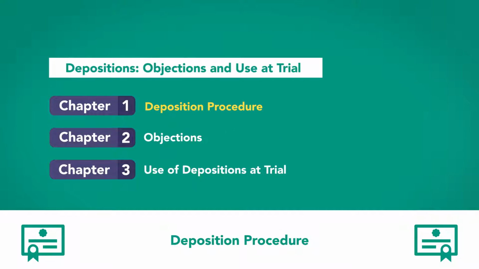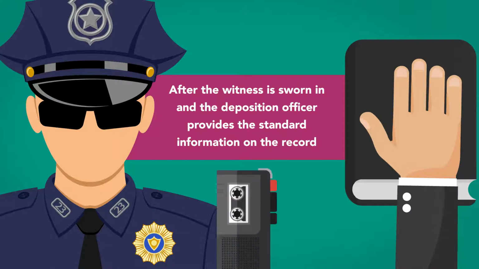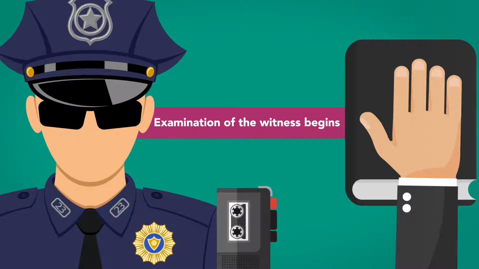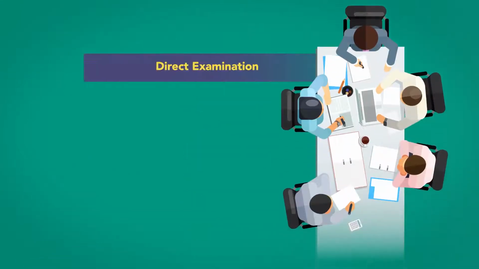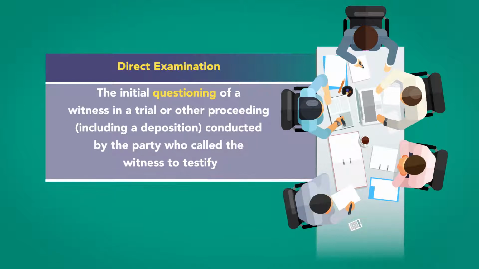Deposition procedure. After the witness is sworn, and the deposition officer provides the standard information on the record, examination of the witness begins. First, there is direct examination, which is defined as the initial questioning of a witness in a trial or other proceeding, conducted by the party who called the witness to testify. This is commonly known as direct for short.